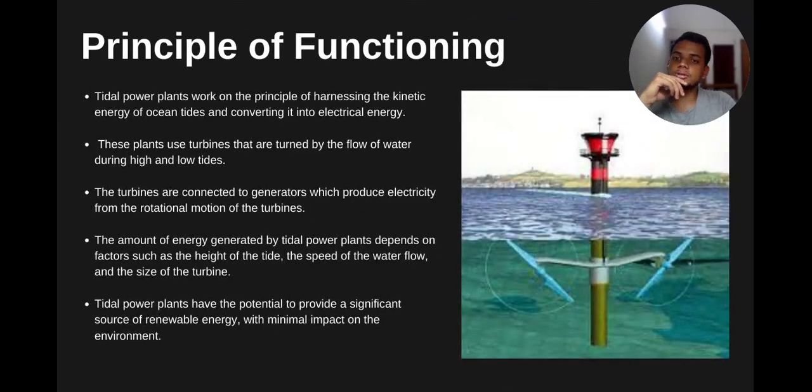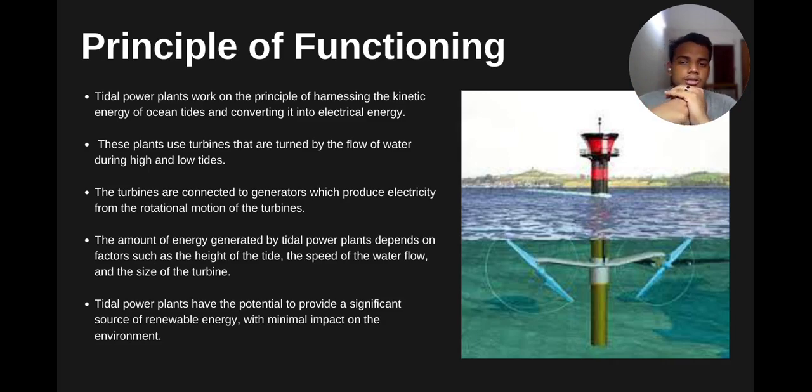Now let's explore the functioning and the principle behind it. So the basic principle is that we harness the kinetic energy that results from the change in the water level, that is during the high tides and the low tides, to convert it to electrical energy. This is done by turbines which rotate due to the flow of water during high tides and low tides, and thus they produce electricity.